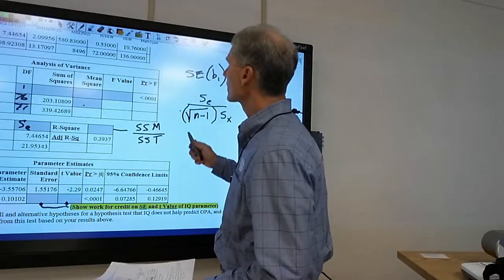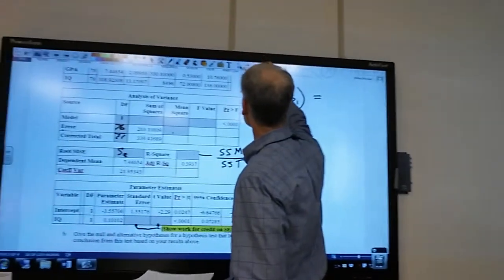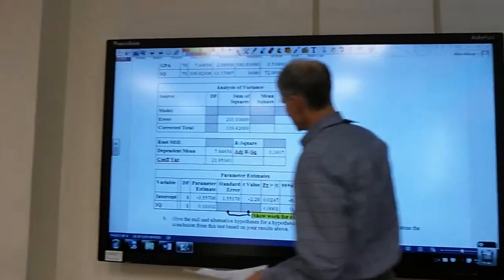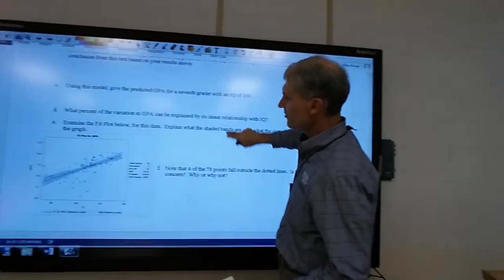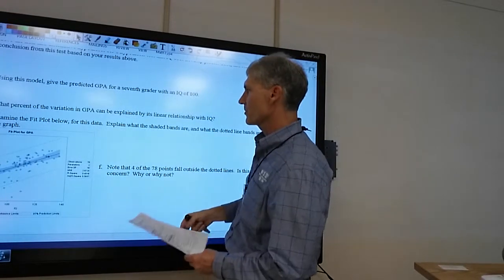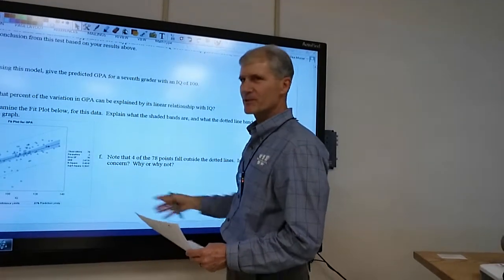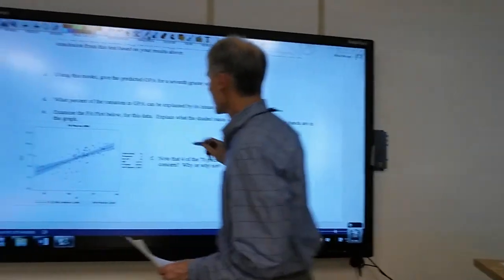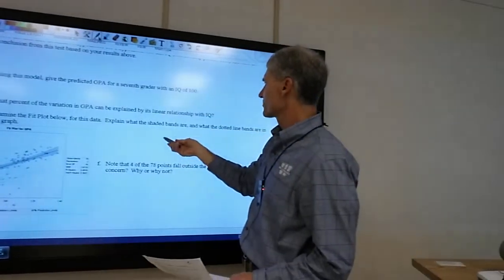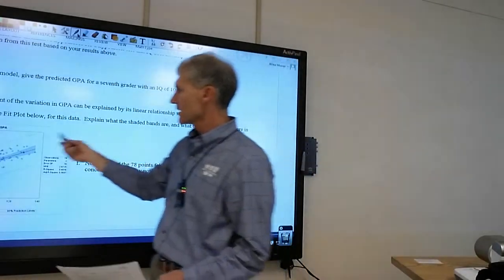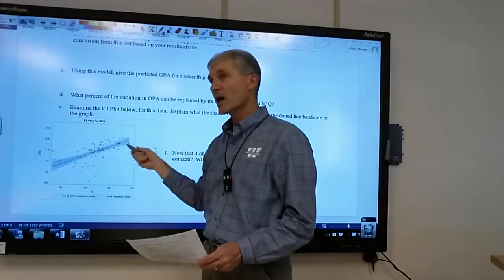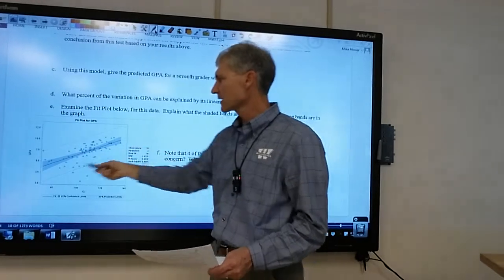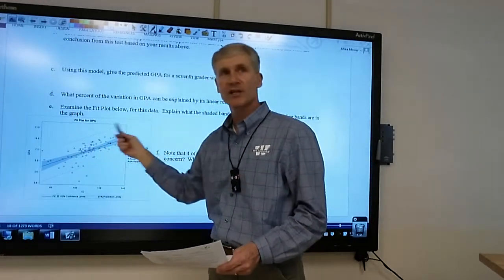I did want to talk about the very last question, because there are only a few people, probably 4 out of 12 people, that understood exactly what I was getting at there. So I graded that pretty leniently also. But explain what the shaded bands are and the dotted lines. The shaded bands are confidence interval for the mean predicted value. Most people got that. Dotted lines are prediction interval.